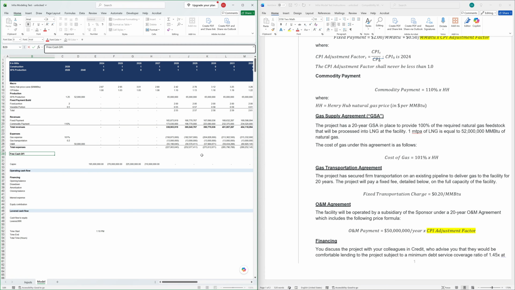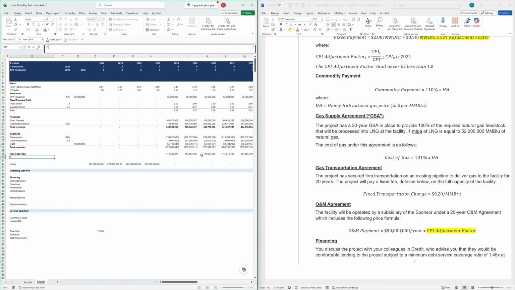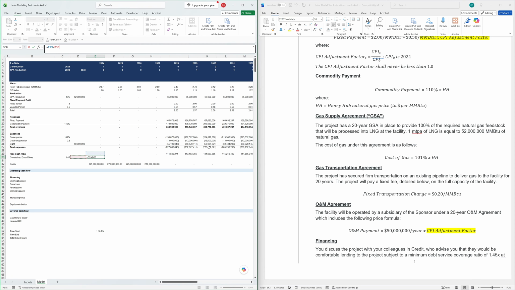So our free cash flow is simply our revenues plus our expenses. Then we're going to drop down to our constrained cash flows. So we're going to bring in our DSCR, and it's simply our free cash flows divided by our DSCR.